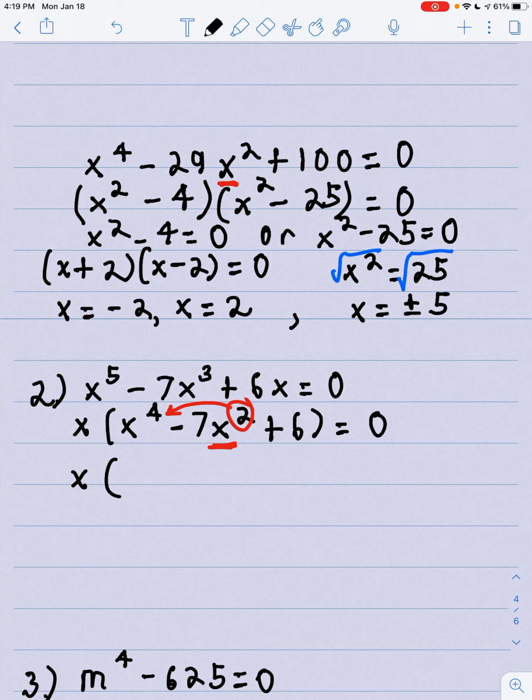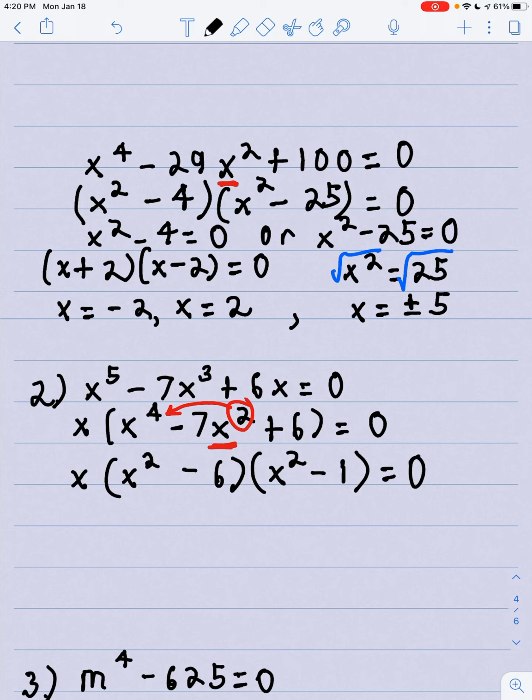So I'm going to go ahead and try reverse FOIL. I do have the common factor of x that I have to carry down. But in my first positions, I'm going to put x squared and x squared. And I am looking for 2 numbers that have a product of 6 and a sum of 7. That's going to be 6 and 1. And it looks like both signs are going to have to be negative so that the product is positive while the middle term is negative.